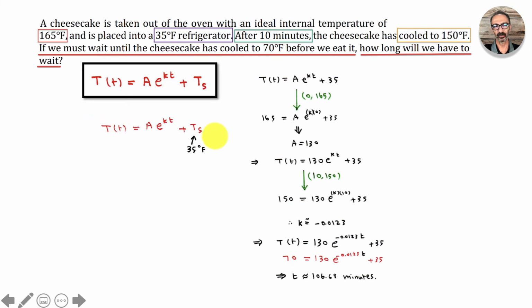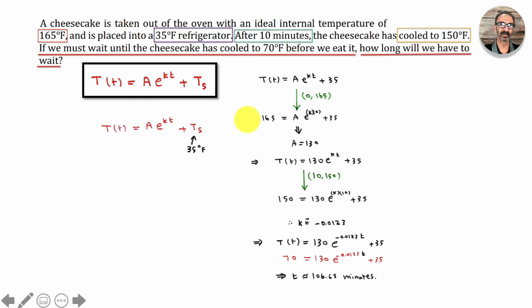Now, earlier we talked about A. We're going to start with 35 as the surrounding refrigerator temperature. That's called the surrounding temperature. And we have 165 as the initial temperature. The cheesecake is at 165 when we started. That's the temperature that we have. The surrounding temperature that we're putting it in is 35.